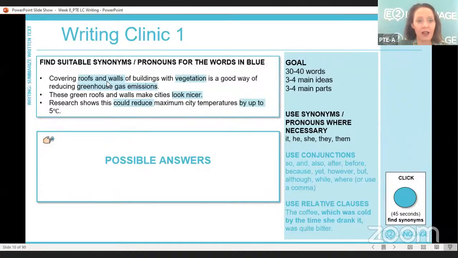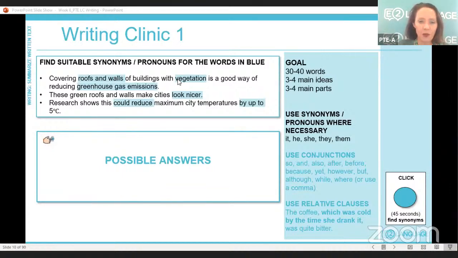Okay, so there are our notes from our text. So what is perhaps a pronoun that could be used instead of roofs and walls? If we had to replace roofs and walls, can you tell me a pronoun that could be used? Let me know in the chat box if you can. So it's plural, roofs and walls. Anyone can tell me in the chat box? That would be good. So I will tell you it's they. So instead of covering roofs and walls, we can say they.